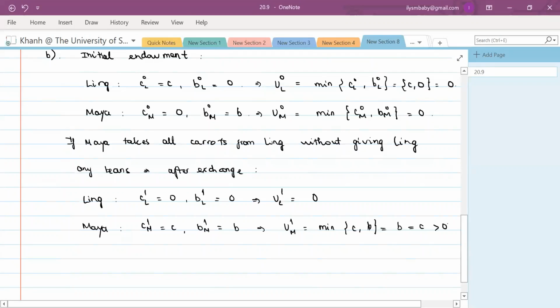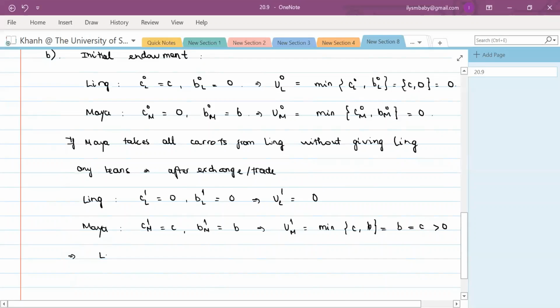So as you can see, Maya is better off. However, Ling is not worse off. So this is one example of a Pareto improvement, where one of the consumers is better off without making the other consumer worse off. And so therefore the exchange or the trade can happen, because Ling is going to be happy for that to happen because she's just exactly as well off as before. So she wouldn't mind.